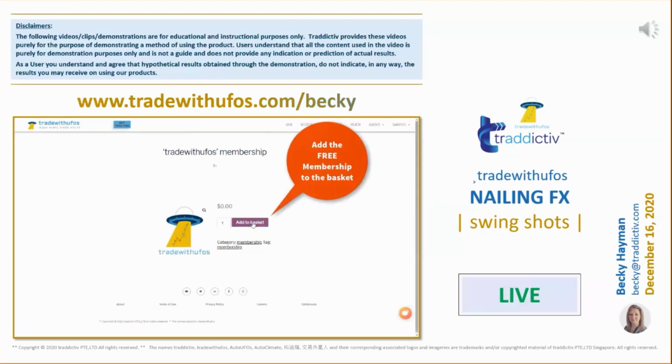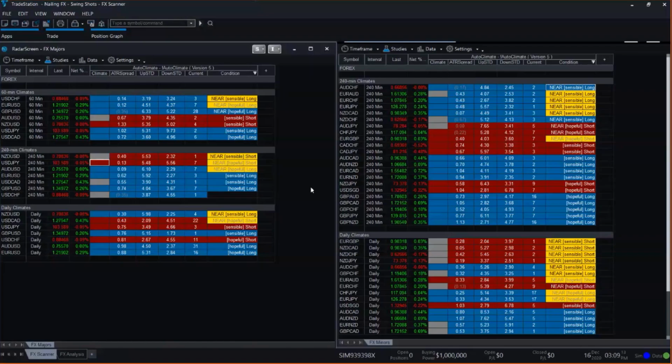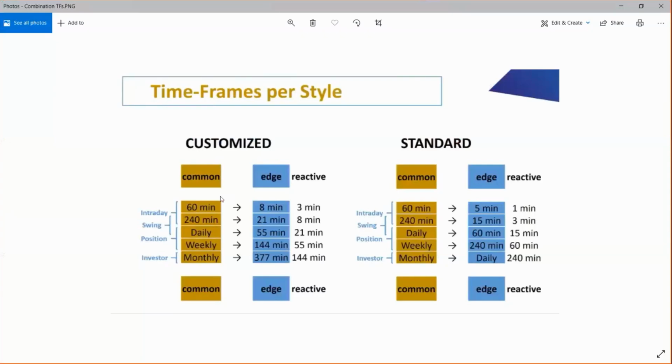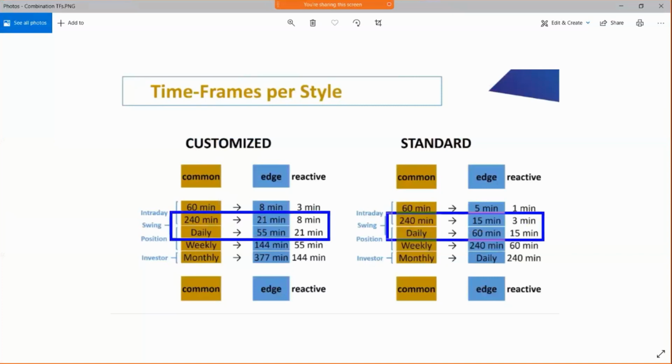Okay, so coming back to the scanner, what we're using here is technology to whittle down all of the different things we could look at to trade and show us where the best opportunities are based on where we have the highest probability. As we are swing trading, just to show you, the type of timeframes that we're using are going to be these ones or these ones, depending on what platforms you use and what minute denominations you can use.